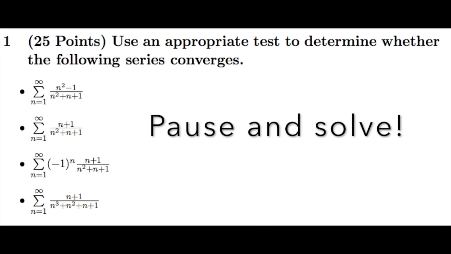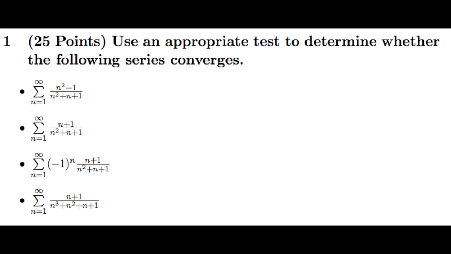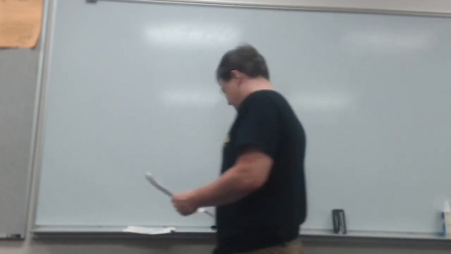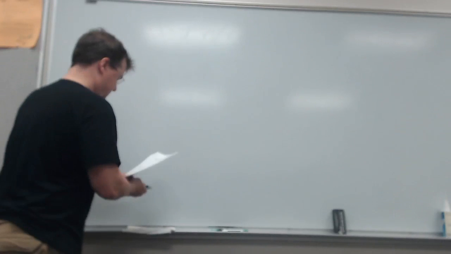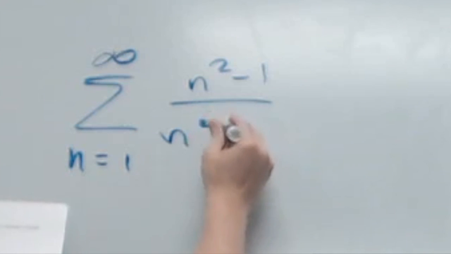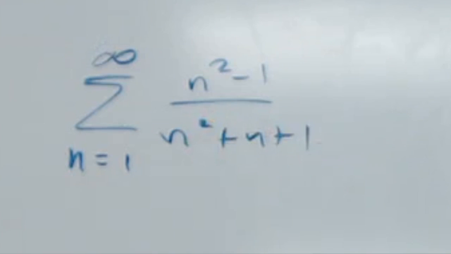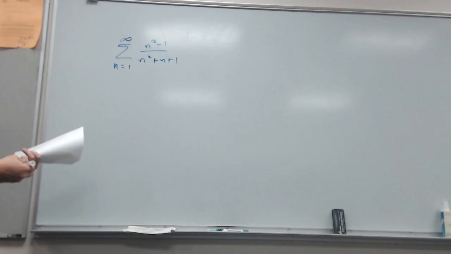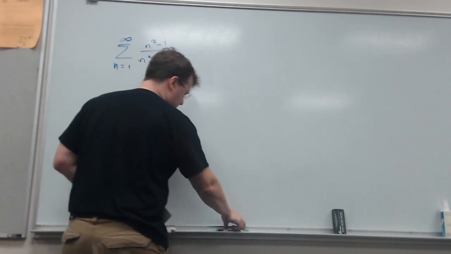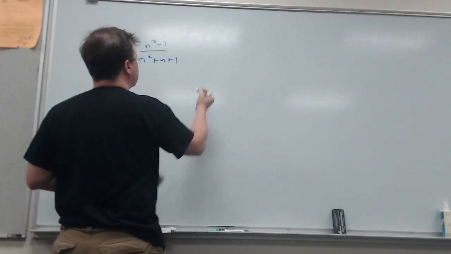All right, so, yes, we're going over the exam. Question number 1. You have the sum from n equals 1 of n squared minus 1 over n squared plus n plus 1, right? So this one diverges because of the divergence test.